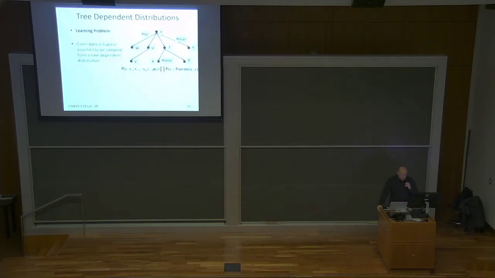So the first thing I want to talk about is what does it mean to learn a tree-dependent distribution? I'm going to get data, tuples of n variables, and I'm assuming that they come from this distribution, from a tree-dependent distribution. So the first thing you have to understand is what does that mean, right? So think about the generative story, right? So someone has this tree, and they generated data according to this tree.